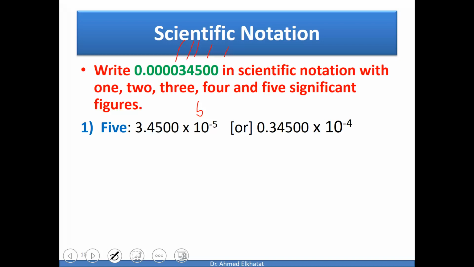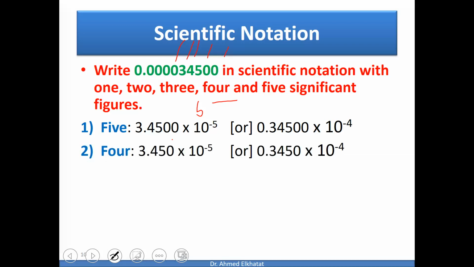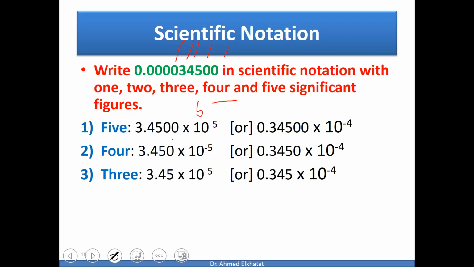So this is 5. Okay, now I want to represent it in terms of 4 significant figures. So I should make rounding down. So to make rounding down, check, okay, check, this is 5, this is 0, so this 0 is just, I will remove this 0, so it will be 3.450. Now if I want to make it 3 significant figures, check the last number, so just remove the 0.